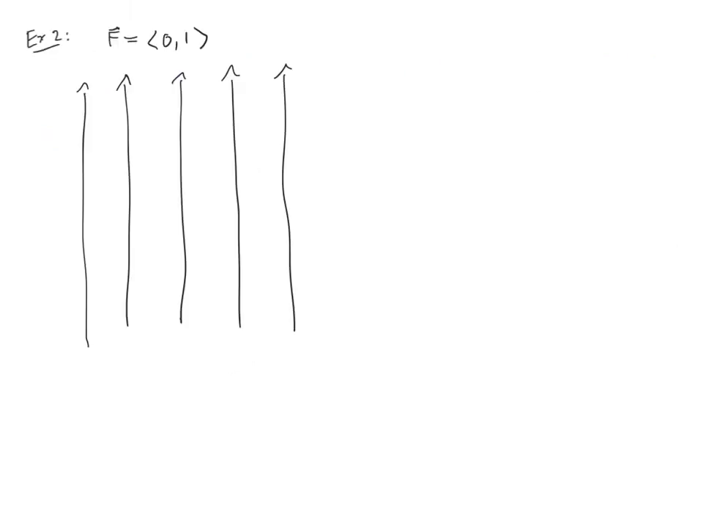Okay, for the next example, our function F is going to be 0 comma 1, our vector field F is 0, 1. So it's just constantly flowing up. These types of constant fields actually happen in lots of modeling examples in nature.